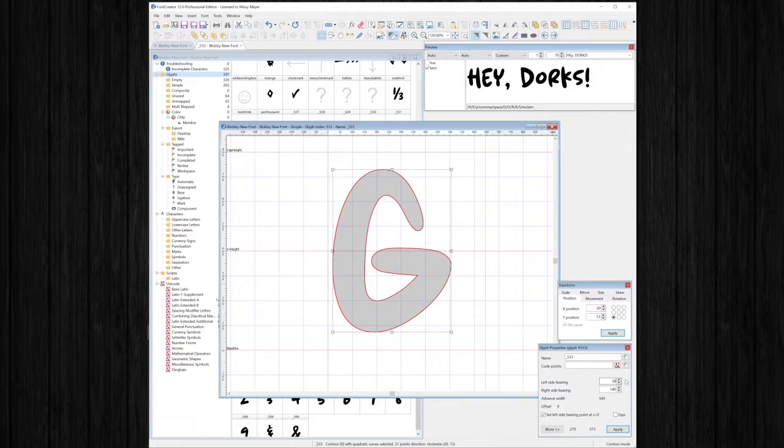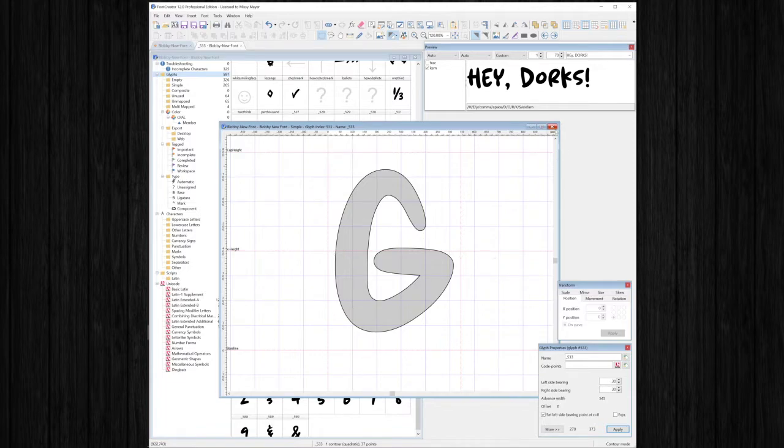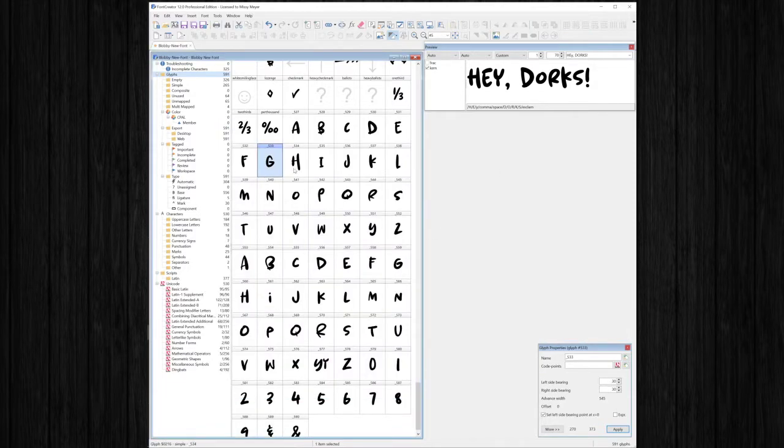Let's say I want 30 units of space on either side. I can just type in 30 and 30, and boom. There's this letter G, all cleaned up, nice, ready to go, sitting inside its box, evenly spaced on the top and on the bottom, and both sides. So I'm going to call G done. I'm going to move on to H.